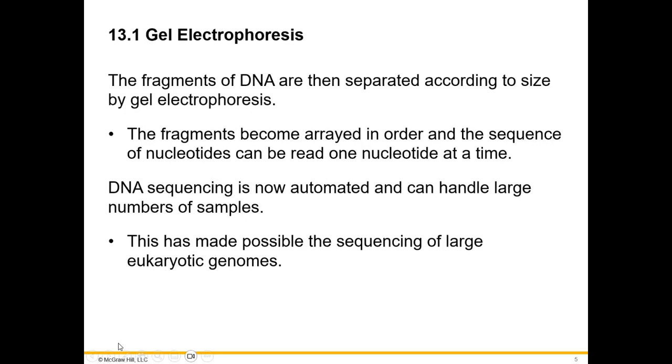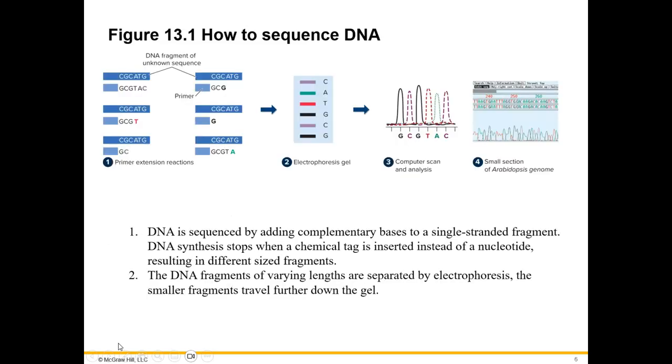The fragments of our DNA are going to be separated according to size, and we do that by using gel electrophoresis processes. The fragments will become arranged in an order, and the sequence of nucleotides can then be read 1 nucleotide at a time. Our DNA sequencing is now automated, and it can actually handle a really large number of samples. This is what has made it possible for us to sequence really large eukaryotic genomes, like the human genome.